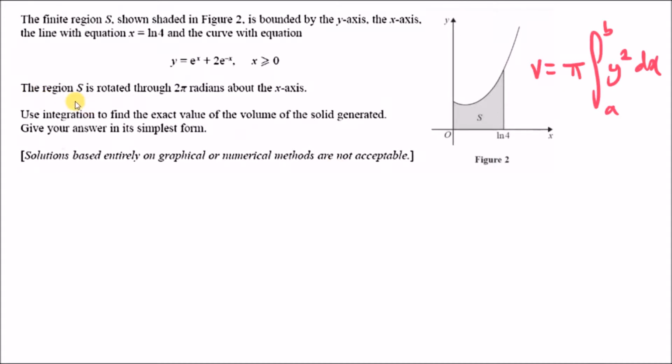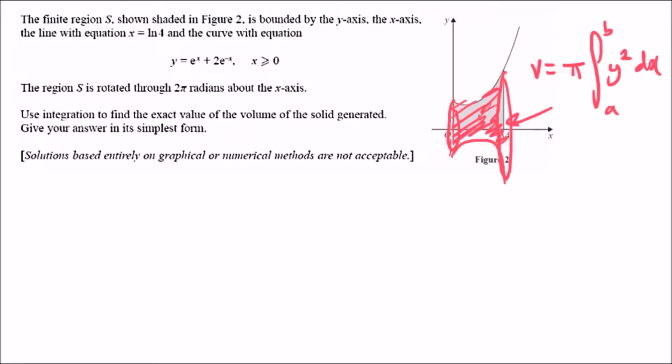Here they want us to rotate S through 2 pi radians about the x-axis. What this means visually is like this. You want to try and make a mirror view of this shaded region S, so it looks a bit like this, and then just make a 3D image. That's exactly what we're doing, and then we're trying to find this entire volume.